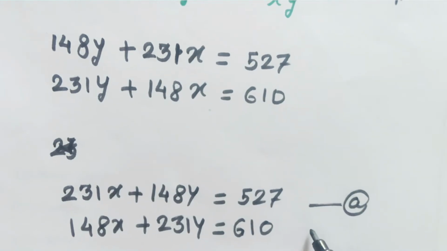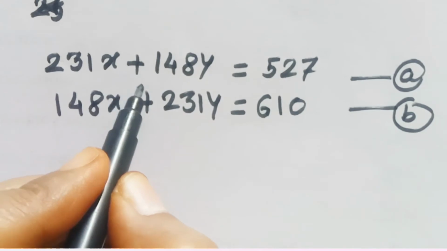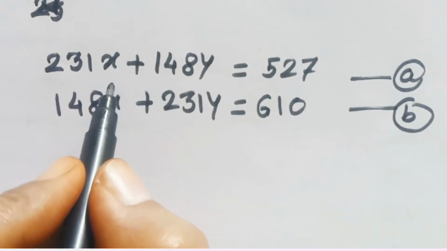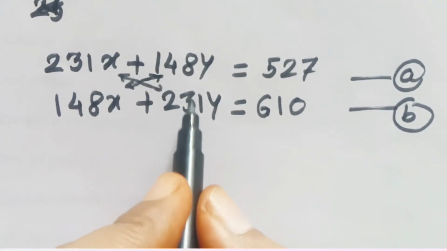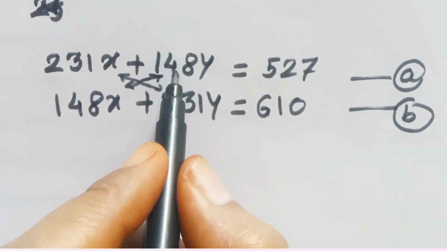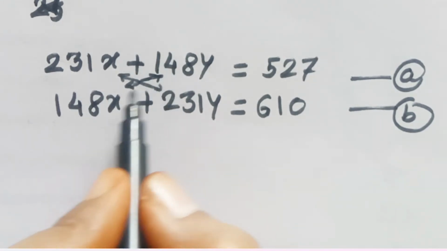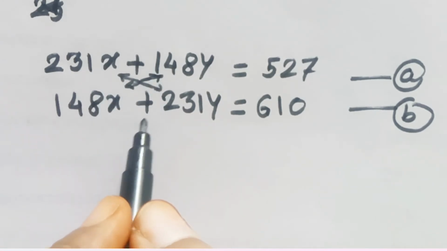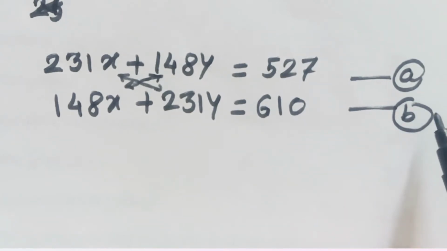Now here we get these new equations. We consider them equation A and equation B, and we know that in the super easy method we have already discussed, if the coefficient of x in equation 1 is similar to the coefficient of y in equation 2, and the coefficient of y in equation 1 is similar to the coefficient of x in equation 2, then we have to use the super simple method. In this method we first add equations A and B and then subtract equations A and B, so we get new equations.